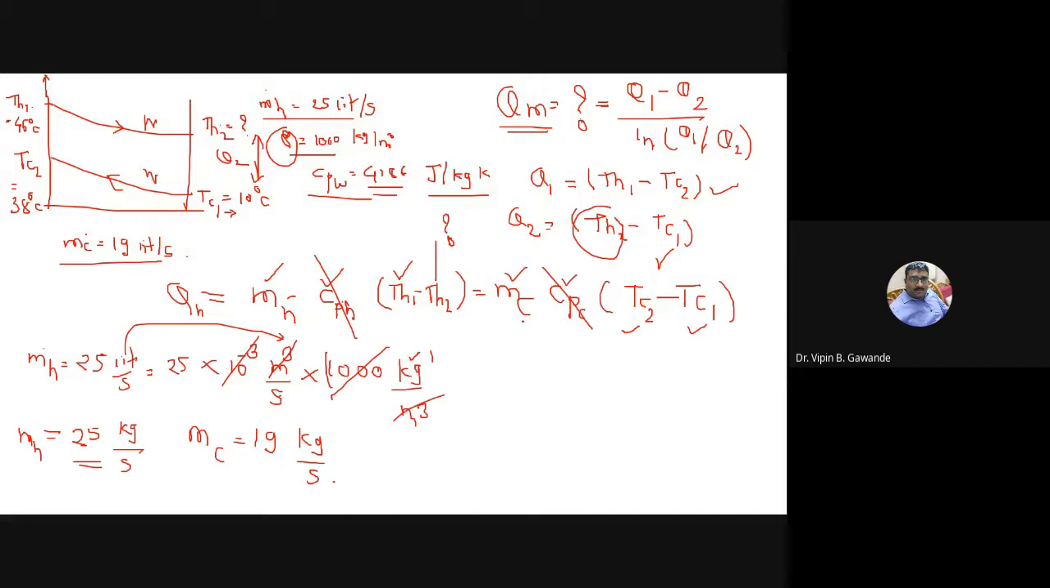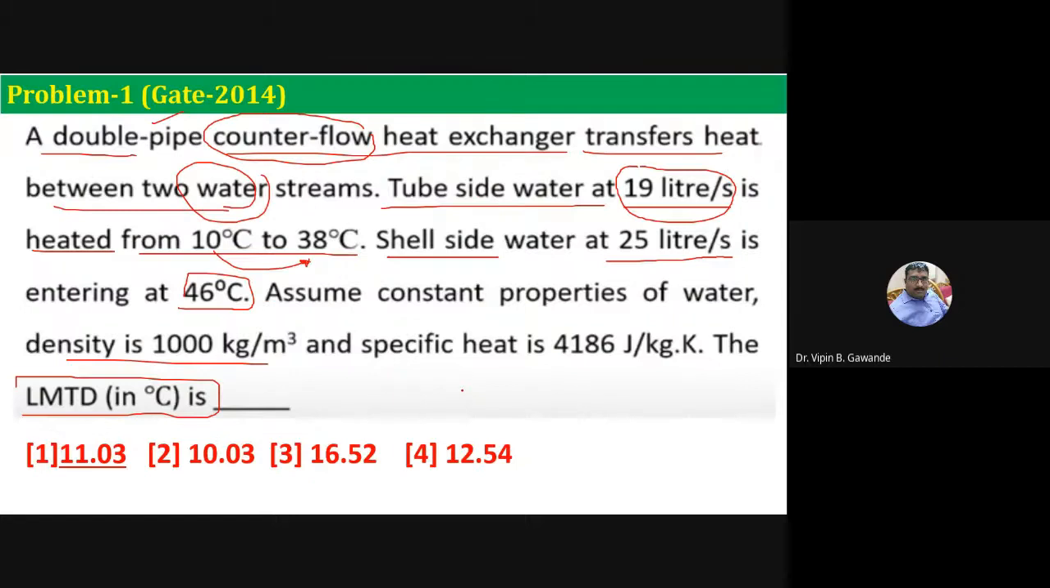We can calculate the values. We'll get the TH2 value here, and this will come in degree Celsius. Now whatever the TH2 value is, you put that value here, calculate TH2 minus TC1, and you will get the theta 2 value. Theta 1 value is known. After that you calculate the value of theta m. If you calculate this value of theta m, it will come to be 11.03.